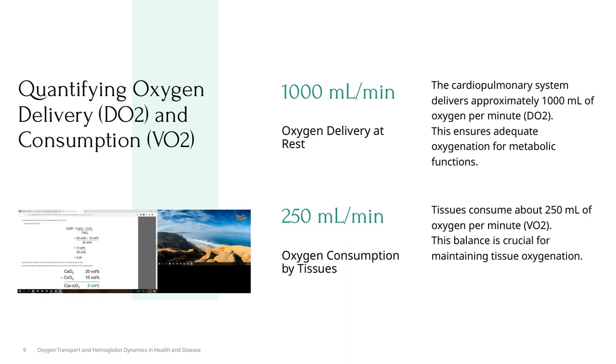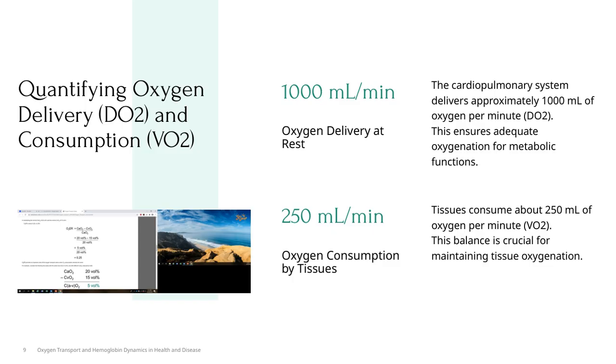Let's take a closer look at how our body manages oxygen delivery and consumption. The cardiopulmonary system typically supplies around 1,000 ml of oxygen every minute, which we refer to as DO2. This amount is crucial because it ensures that our tissues receive enough oxygen to meet their metabolic needs. At rest, tissues generally consume about 250 ml of that oxygen each minute, known as VO2. Maintaining this balance between delivery and consumption is vital for proper tissue oxygenation and overall health.